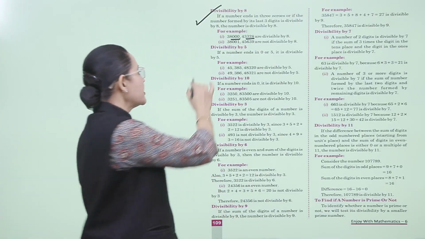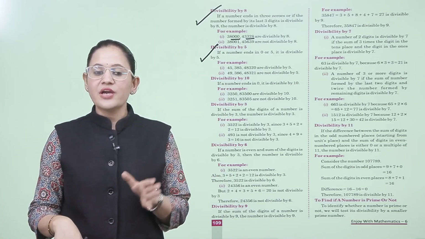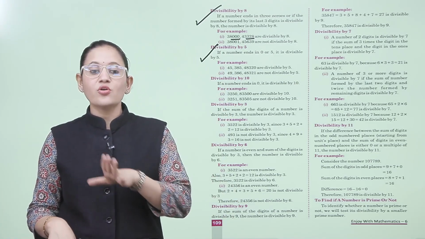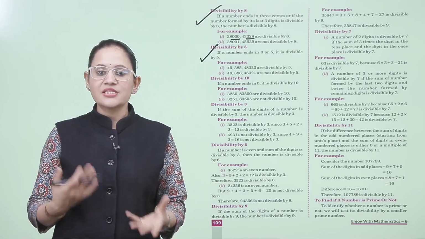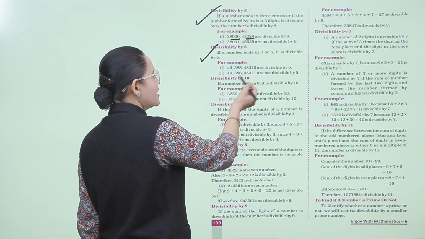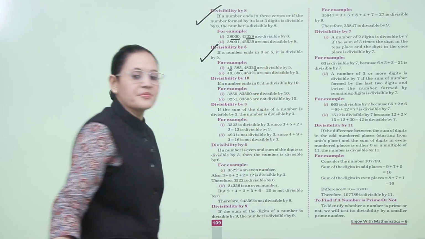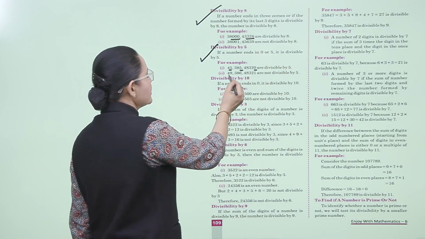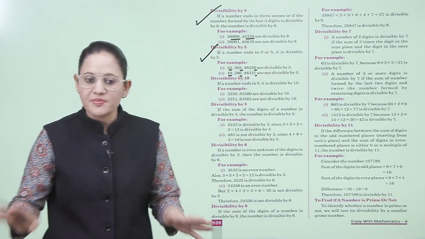Clear? Next, divisibility by 5. If a number ends with 0 or 5, that is, any number that has 0 or 5 at one's place, it is divisible by 5. For example, 45,385 and 48,320 all have 5 or 0 at one's place, which means they are divisible by 5. All these other numbers don't have 0 or 5 at one's place, which means they are not divisible by 5.